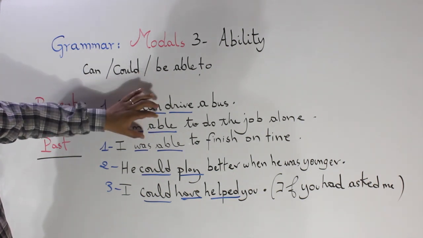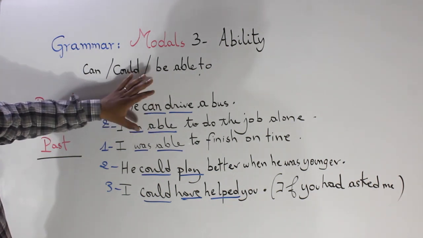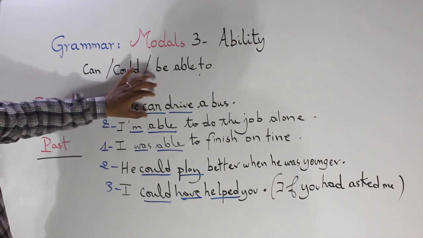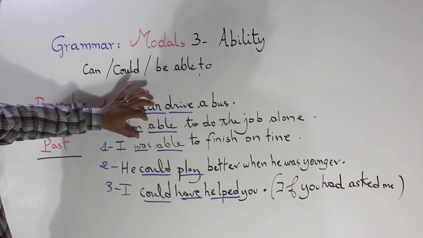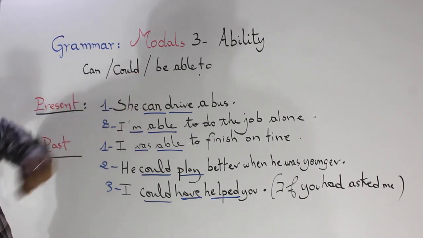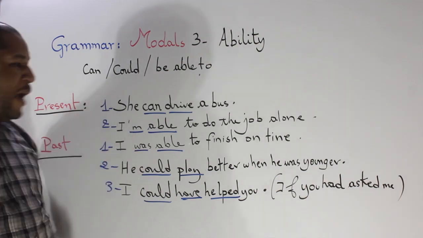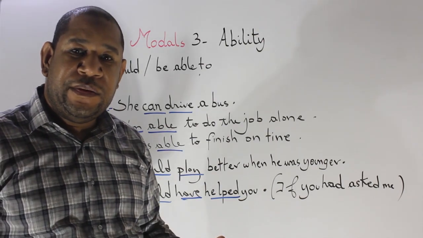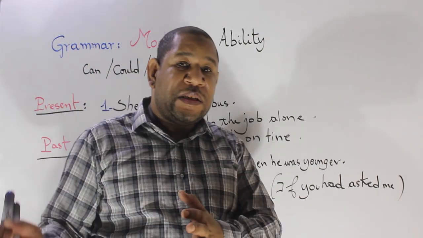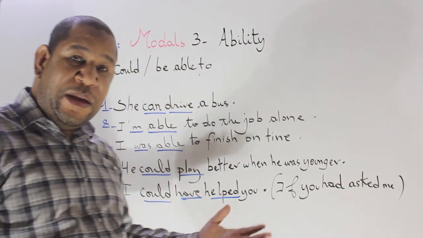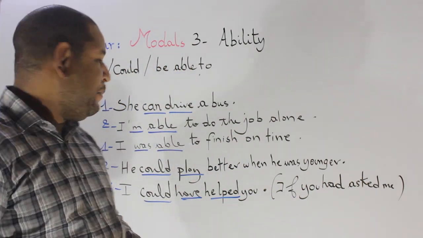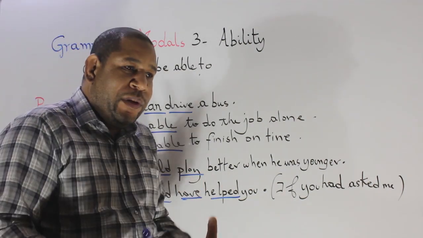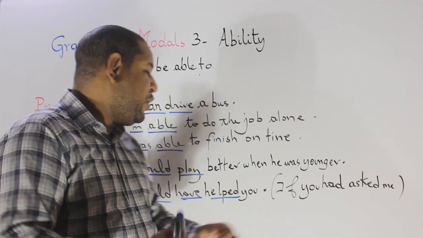Remember, can for general, be able for specific. But again, remember in the exam, if you are asked to use a modal, pure modal, you have to use can. If there is no be able to, you just need to use can. Now for the past, I was able to finish on time. This, we can translate it as I succeeded. Okay? I was successful at something. I was able, which means I managed to finish on time. So it's an ability in the past, but an ability at actually doing certain action.